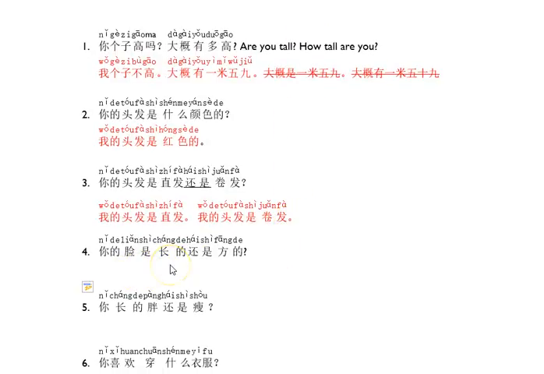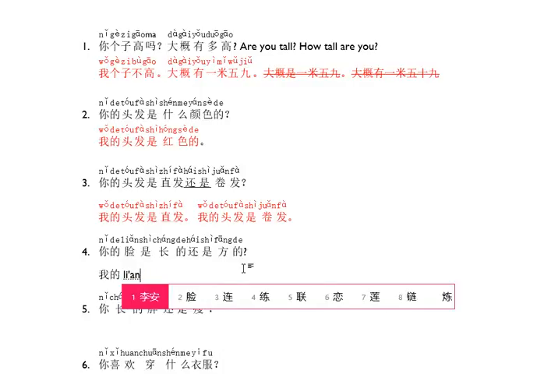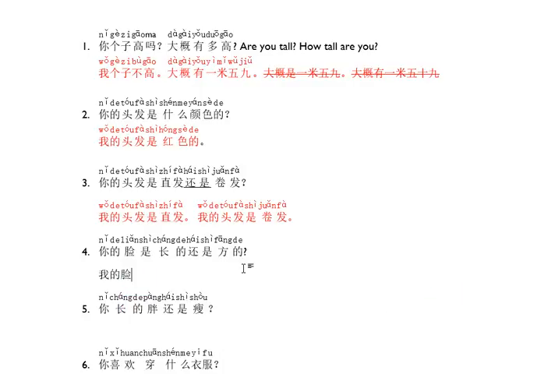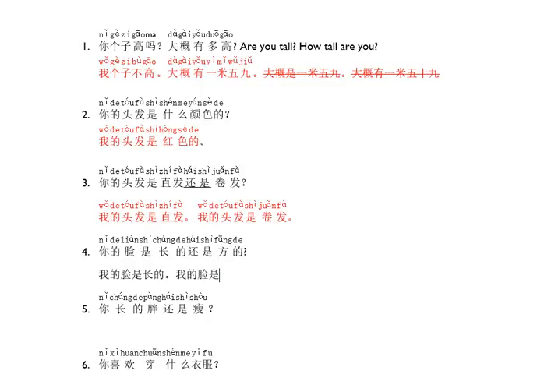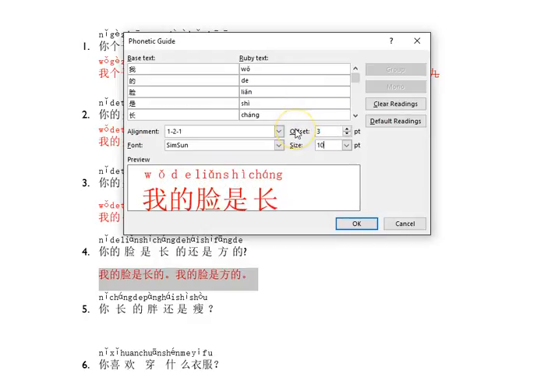Next question. 你的脸是长的还是方的? So, is your face long or is it square? So, if I wanted to say my face is long, 我的脸是长的, then you have to put the de on the end. Then you have to say 我的脸是方的. You check you've got the right 方, and that one would mean your face is square. So use one or the other. You can't be both.